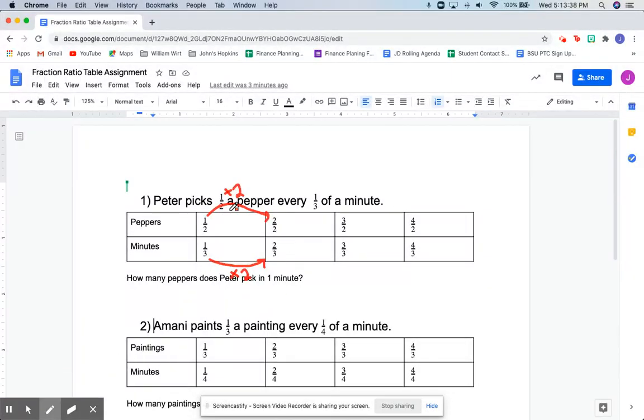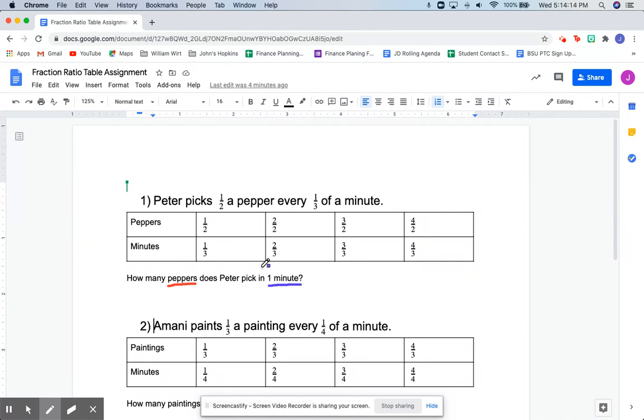Great. So that's how we created this table. And obviously to get to here, we did times 3 on the top and times 3 on the bottom. And here times 4 on the top and times 4 on the bottom. Just like we were doing last week. So now let's erase this and let's go to the question that this problem is asking. So this problem is asking, how many peppers does Peter pick in 1 minute?